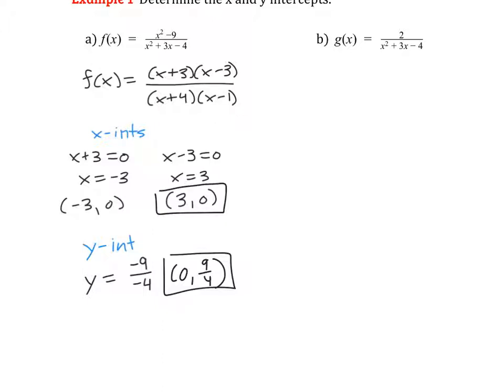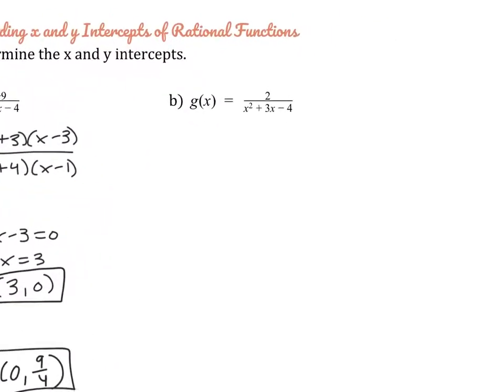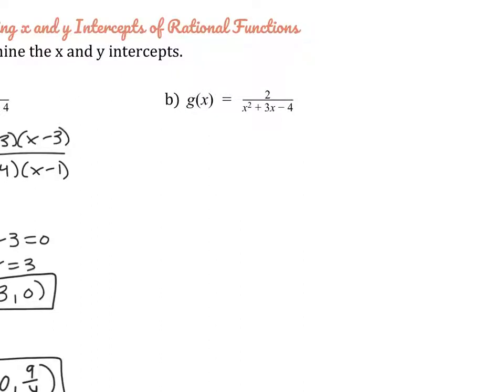There you have it. So remember, to find the x-intercepts, you set the numerator equal to 0. To find the y-intercept, you set x equal to 0. All right, let's try this one. So I'm going to factor this. I'm going to try to factor whatever I can.